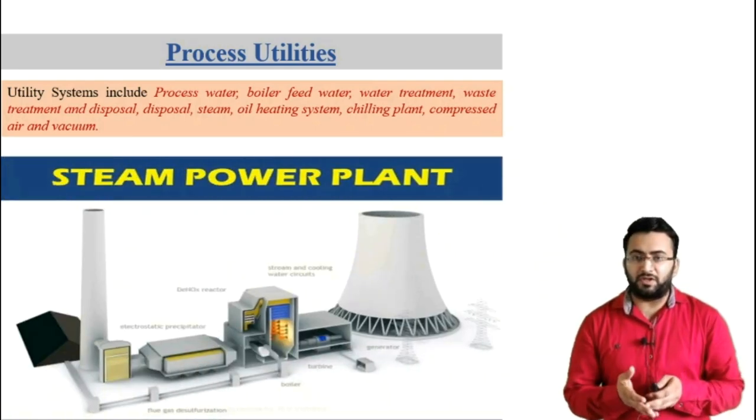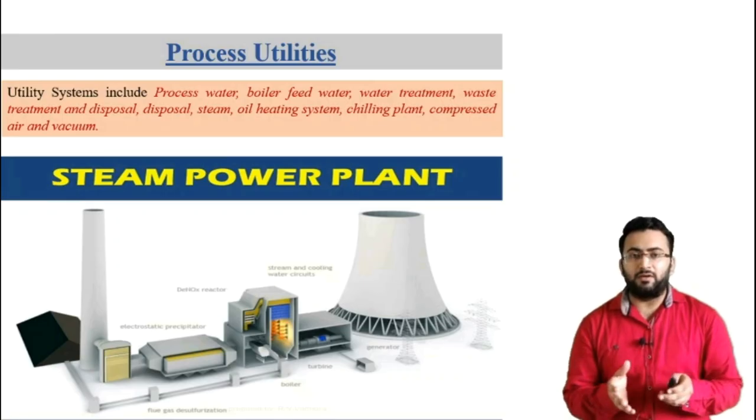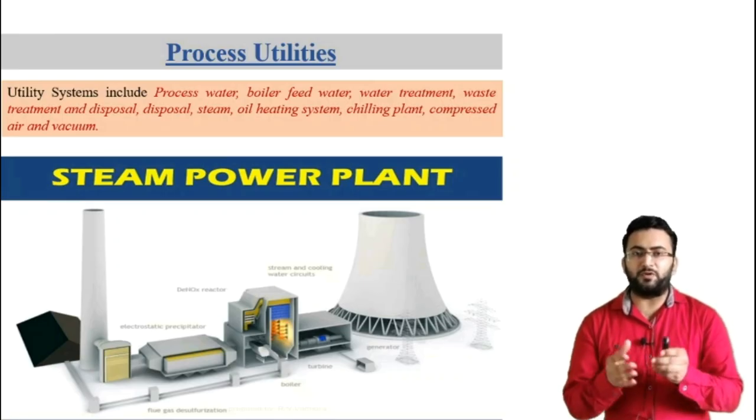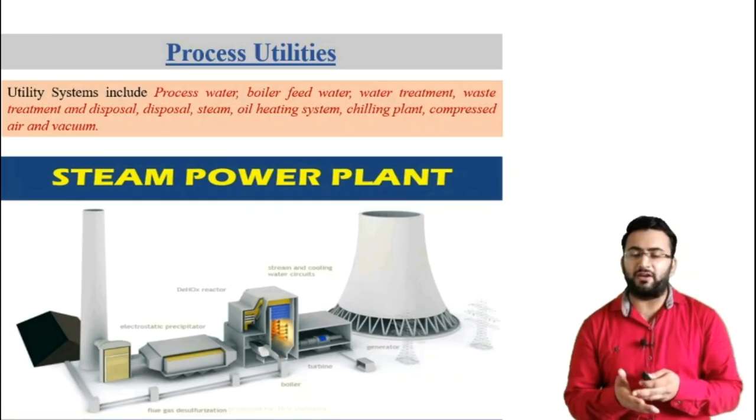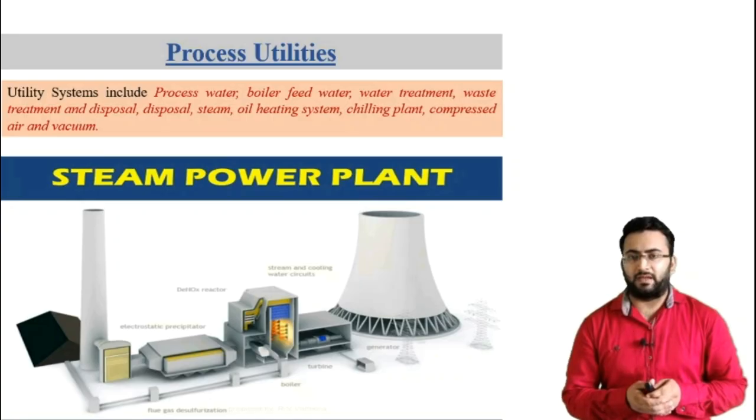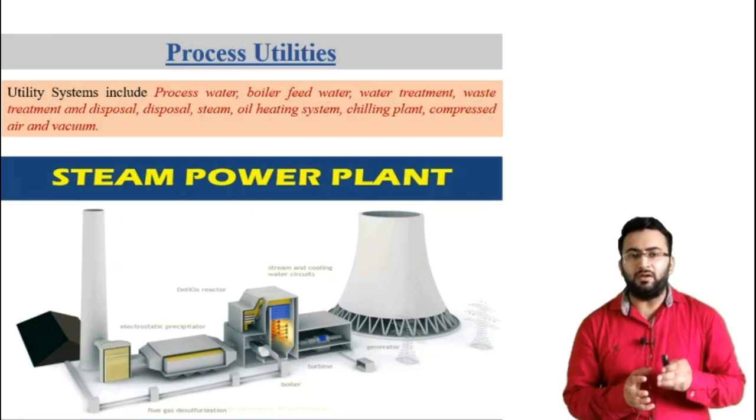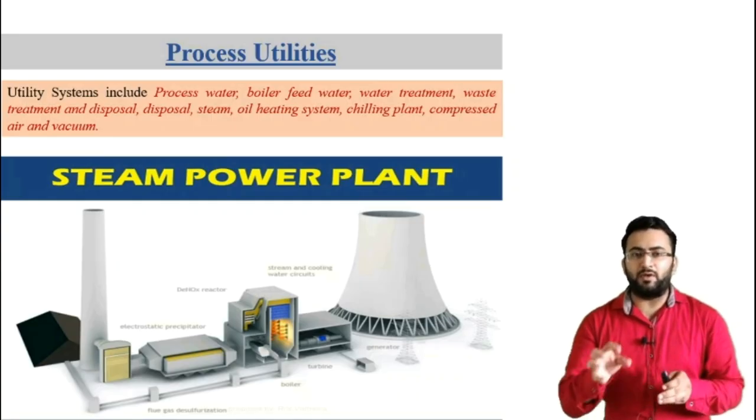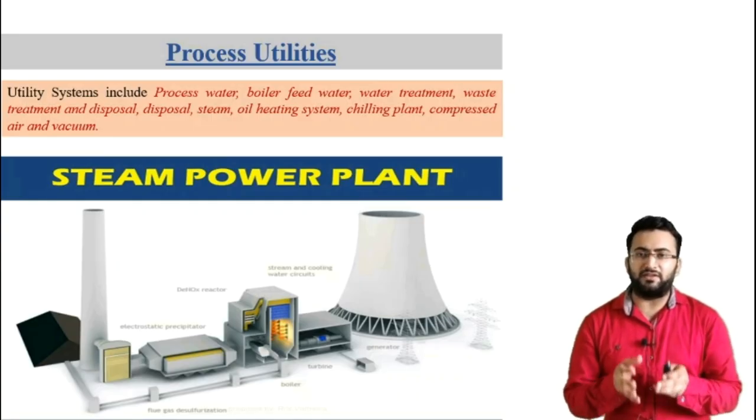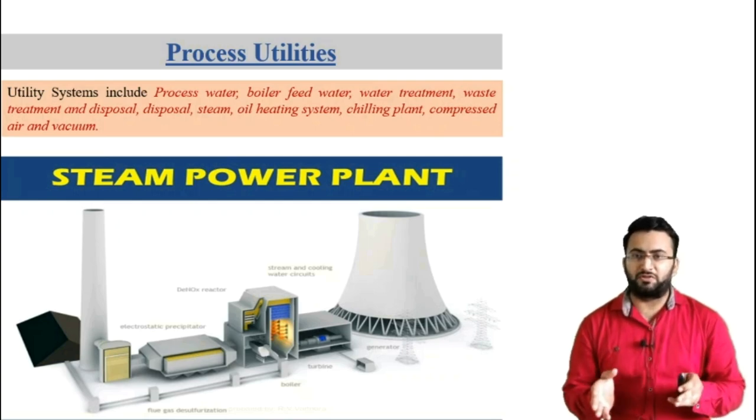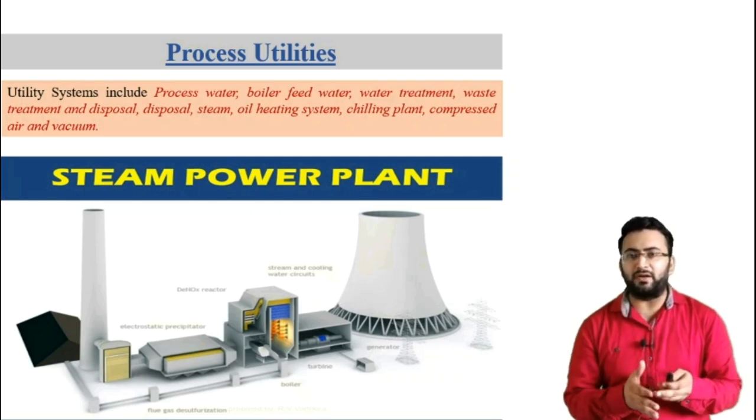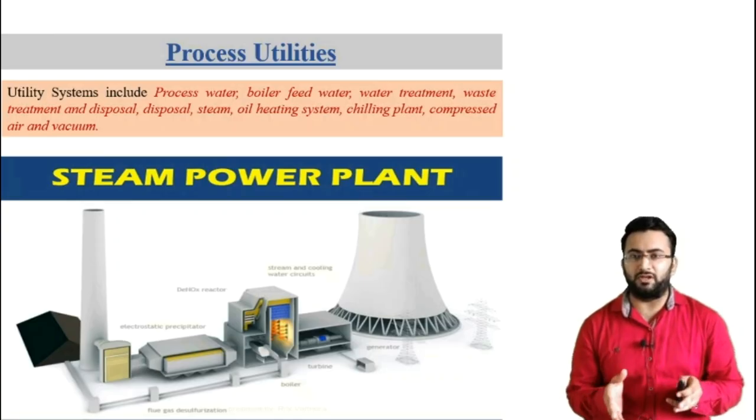Various types of disposal methods are also considered in process utility, such as landfilling and composting methods. Then the steam generation plant or steam power plant is also considered in process utility because steam is necessary in a chemical plant. So steam is commonly used in a chemical plant. That's why it's considered in process utility.